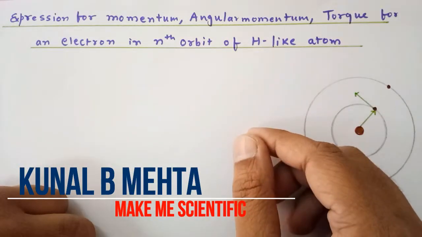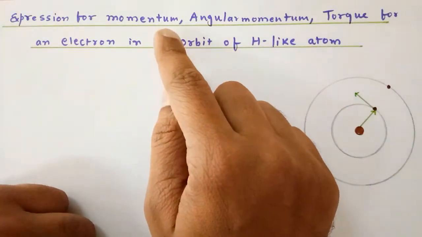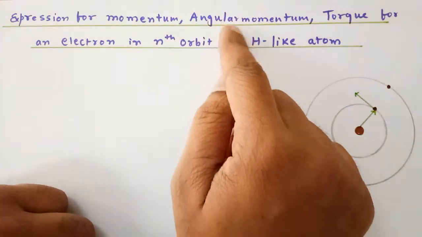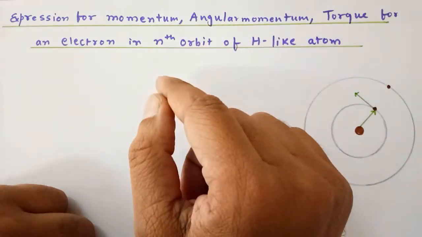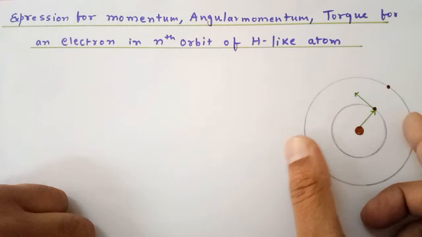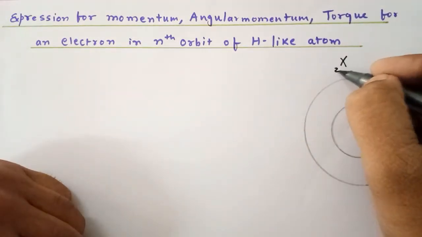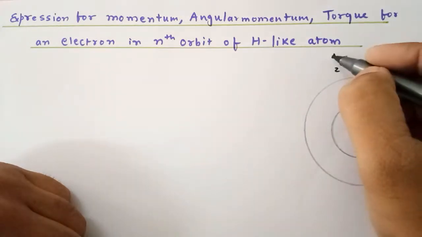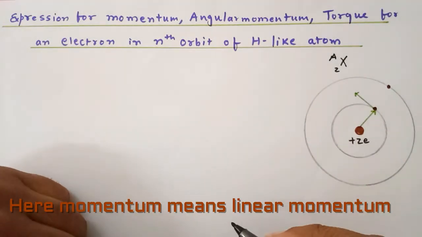Today we would be continuing our discussion on the Bohr's model and we would be deriving an expression for momentum, angular momentum and torque for an electron in the nth orbit for a hydrogen-like atom. Suppose this is a hydrogen-like atom and Z is the atomic number, so plus Ze would be the charge on the nucleus.